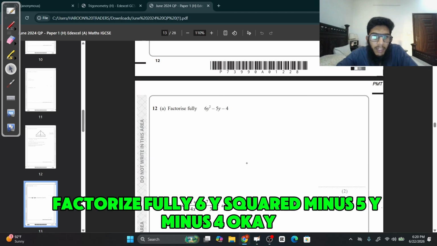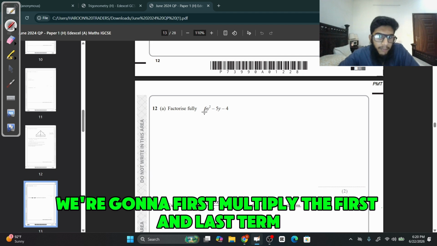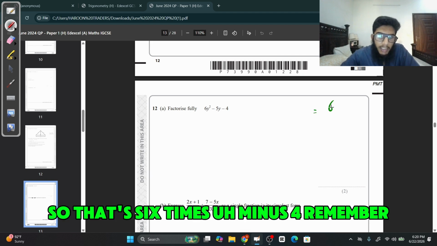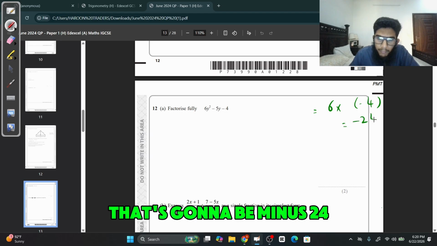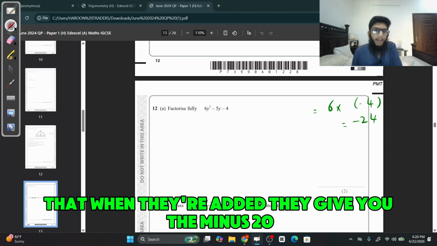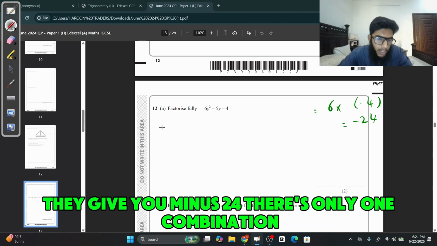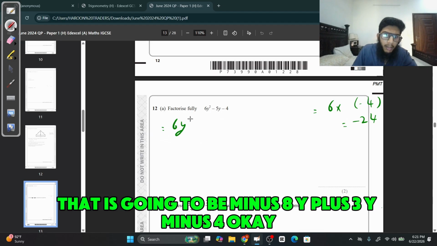Question number 12, factorize fully 6y squared minus 5y minus 4. Okay, this is a middle term breaking question. We're going to first multiply the first and last term. So that's 6 times minus 4, remember, that's going to be minus 24. Now you have to break the middle term into two numbers that when they're added, they give you minus 5 back. When they're multiplied, they give you minus 24. There's only one combination. That is going to be minus 8y plus 3y.